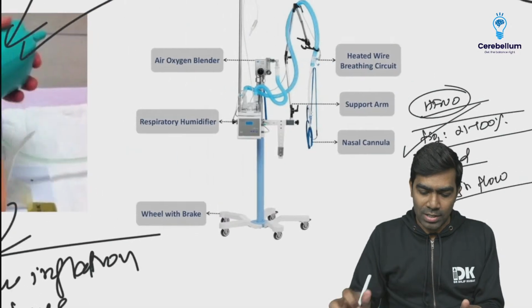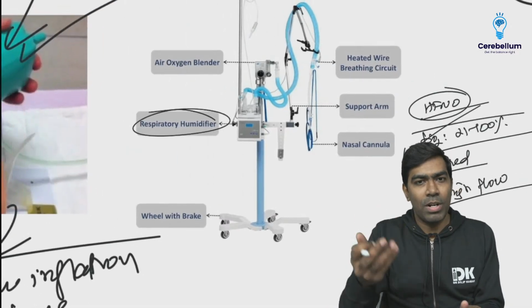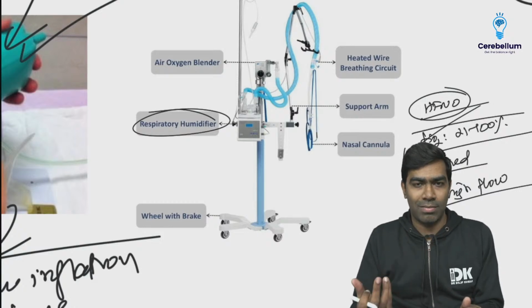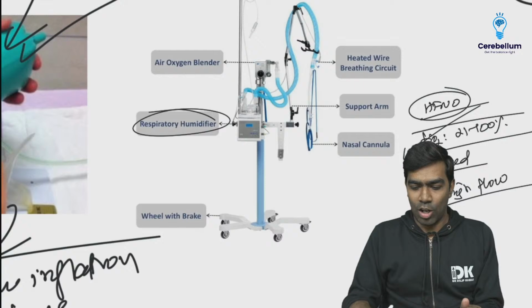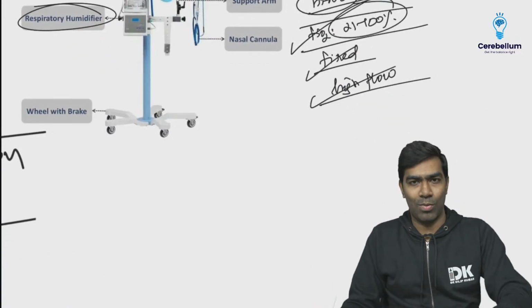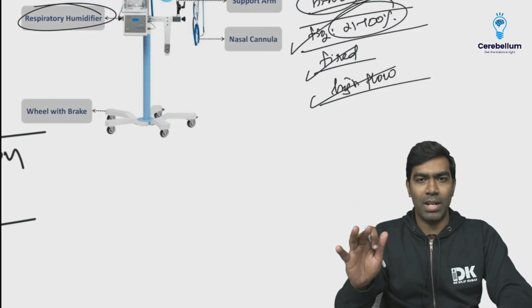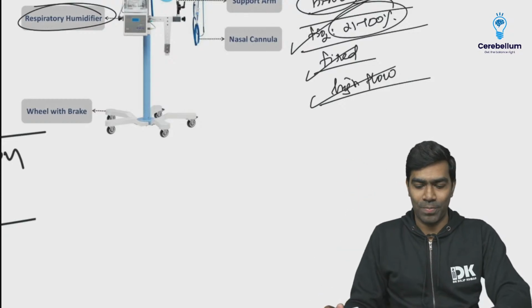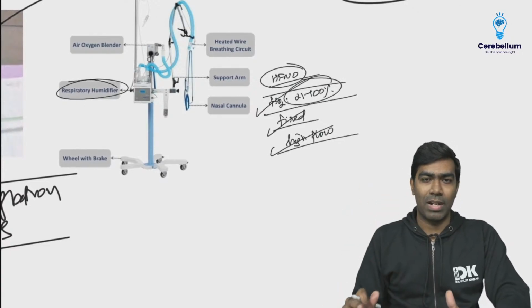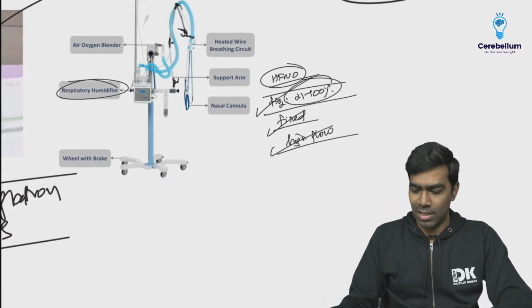The biggest advantage is it has a humidifier. It can provide humidified oxygen very easily. It can provide warm, humidified oxygen. Along with that, it is a fixed performance, high flow device, and 21 to 100% oxygen can be delivered, which means simple room air can be delivered or it can deliver 100% oxygen also. It is used currently as an alternative to NIV, like CPAP or BPAP, in certain patients.